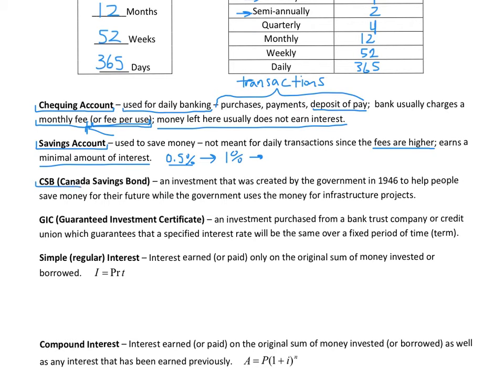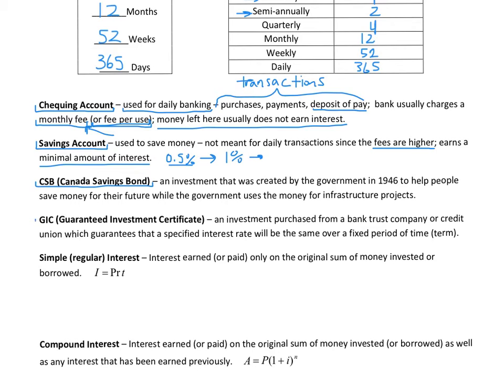There are things called Canada Savings Bonds. It's an investment that was created by the government in 1946 to help people save money for their future, while the government takes that money and uses it for infrastructure projects, so building roadways, building bridges, taking care of different things that are good for people in Ontario. And then at the end of the term, you have access back to your money, but they pay you to be able to use your money. So it was very promoted. We don't hear about Canada Savings Bonds as much as we used to once upon a time.